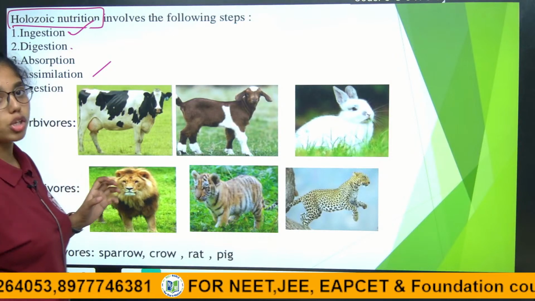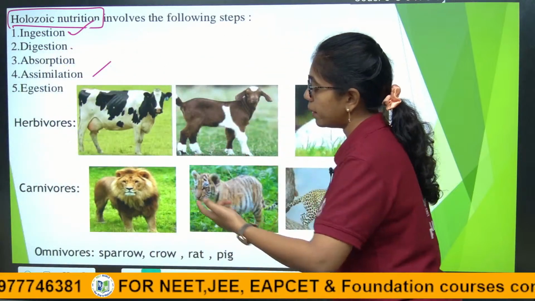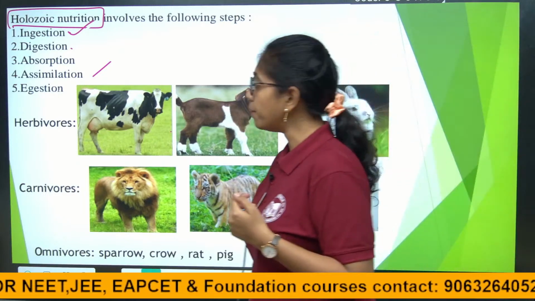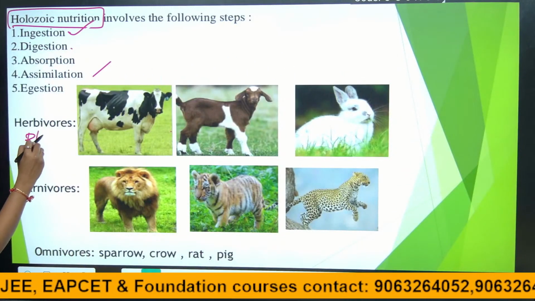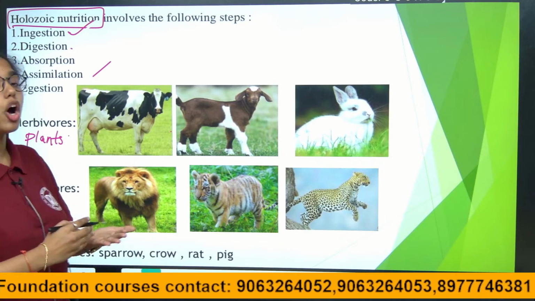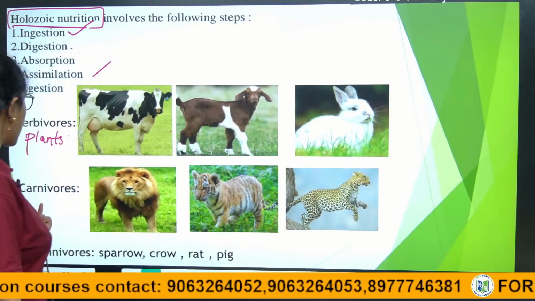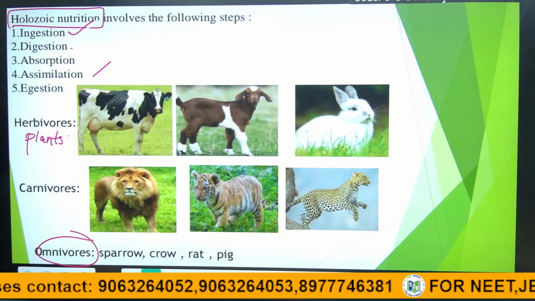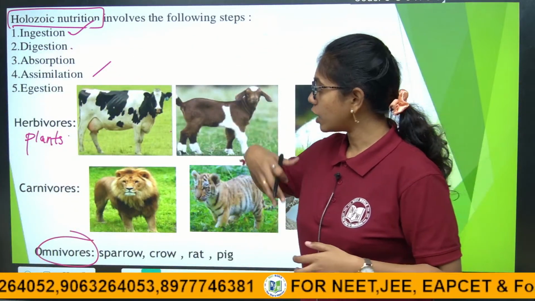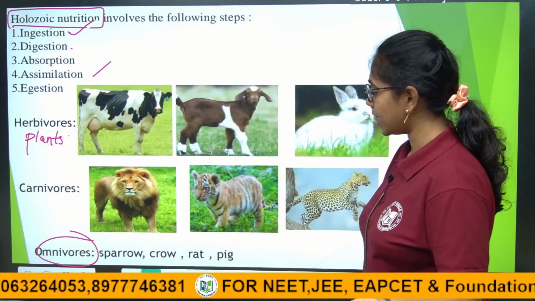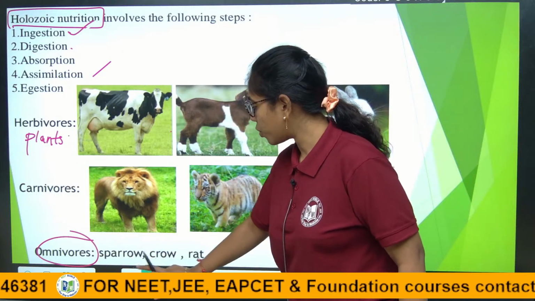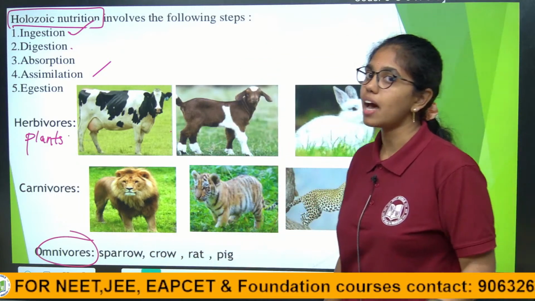In this holozoic mode of nutrition we have herbivores, carnivores, and omnivores. Those which feed on plants are herbivores. Those which feed on the herbivores are called carnivores. Omnivores, for example, we human beings, will eat both vegetarian and non-vegetarian. We will consume both plants and animals. We are not alone. There are many other animals which are omnivorous, like sparrow, crow, rat, pig. All these are omnivorous only.